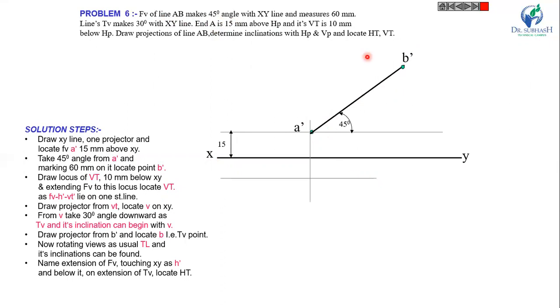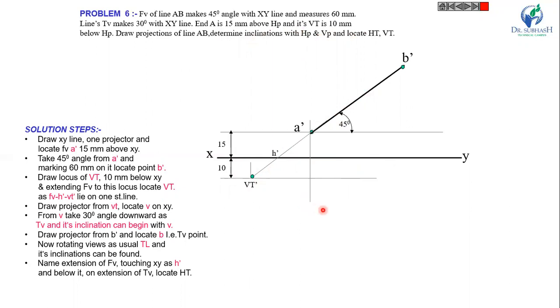Now here again, VT is 10 mm below HP. So at a distance of 10 mm, draw a line. Now extend this up to here. This point of intersection with XY is H dash and this point is VT. VT is 10 mm below the XY line.